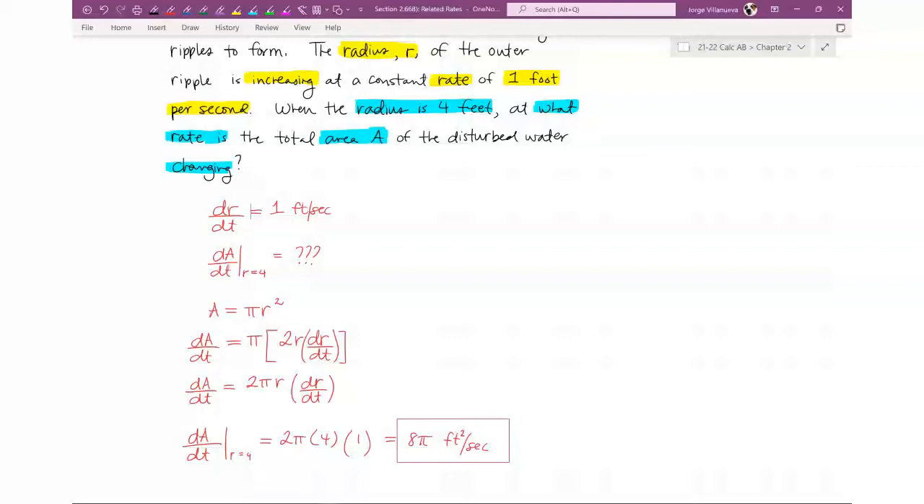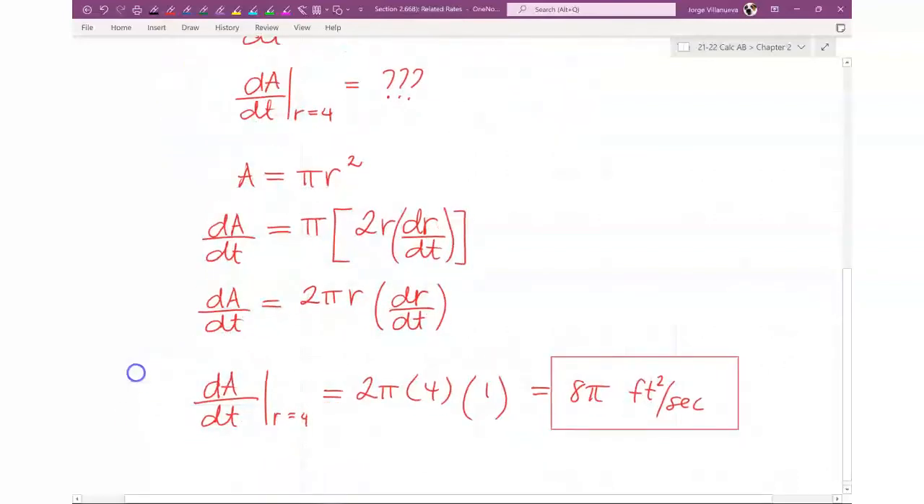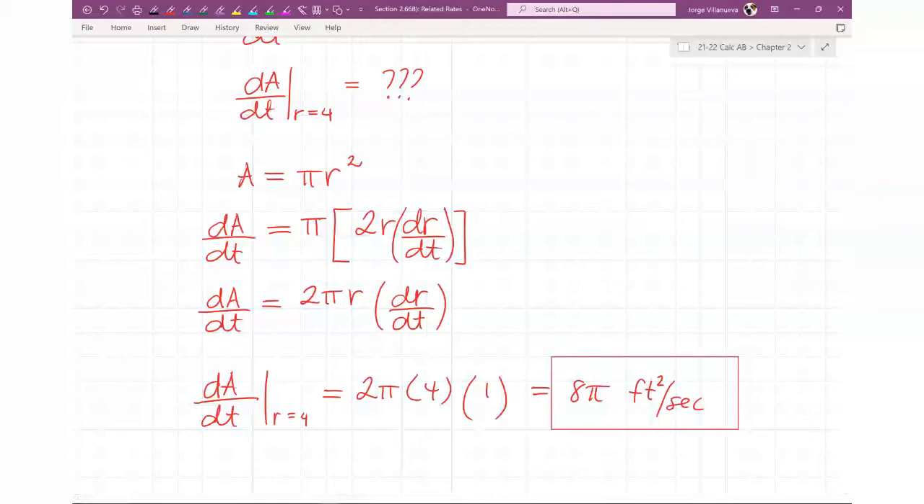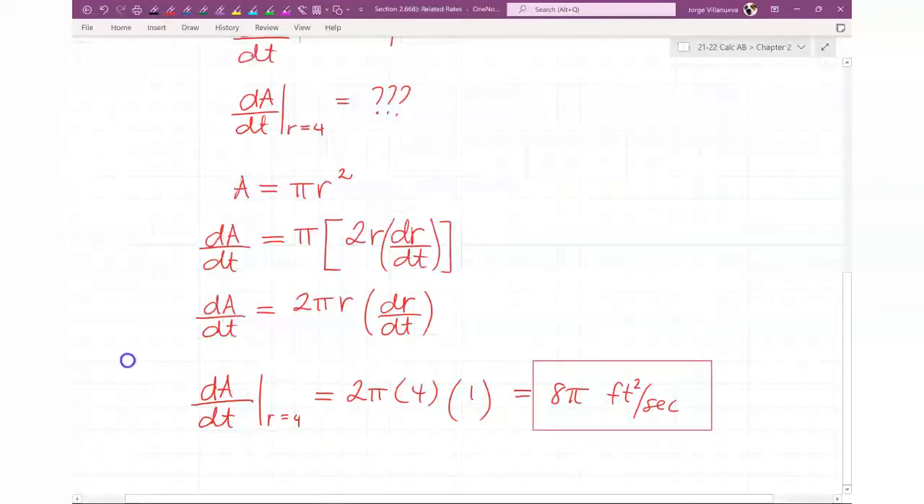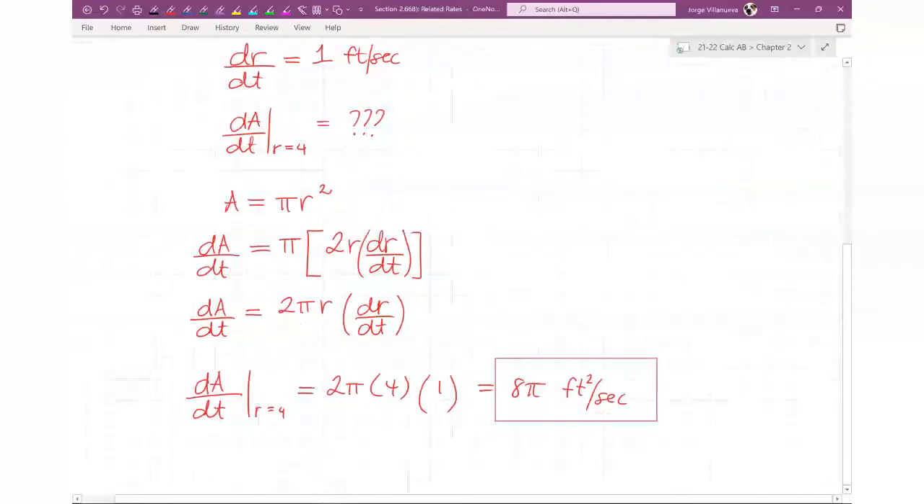Okay? So that's kind of what I had to go through in order to find this answer. This is, again, another problem that's a rate of change problem, or related rates. So any questions on this one before we go into a sphere?